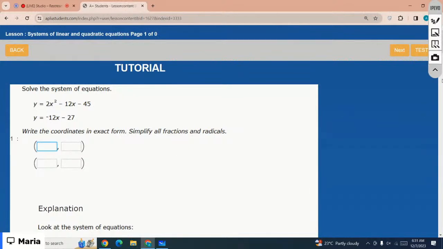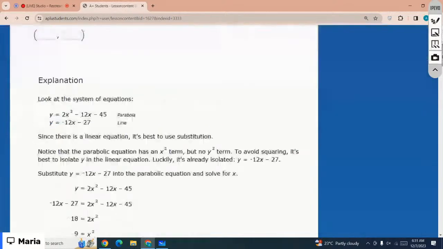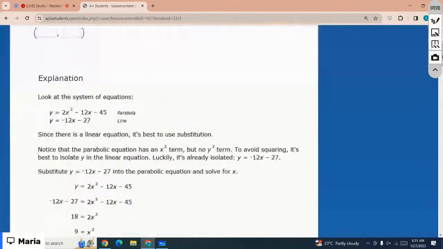So how do we evaluate? Basically, they both are equal to y, right? So you can equate them. Just equate both the equations and solve for x. You can see here negative 12x minus 27 equals x square minus 12x minus 45, right? Just collect this and you are left with 18 equals 2x square. So you are left with x square equals 9. That means x equals plus minus 3.